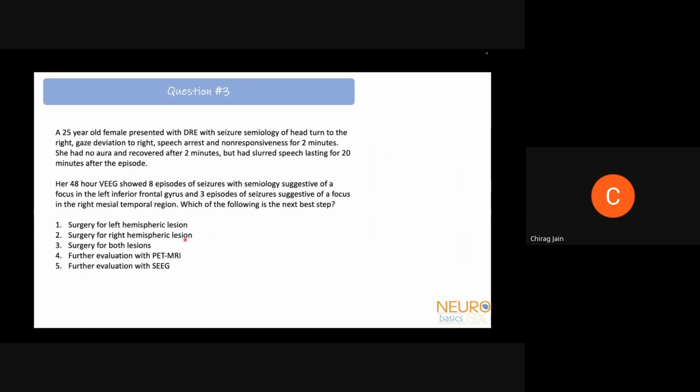Right, so she underwent a video EEG, and a 48-hour video EEG showed 8 episodes of seizures with semiology focused on the left inferior frontal gyrus, and 3 episodes of seizures focused in the right mesotemporal region. Which of the following is the next best step? Is it surgery for the left hemispheric lesion? Is it surgery for the right hemispheric lesion? Surgery for both lesions? Further evaluation with PET MRI, or further evaluation with stereo EEG?